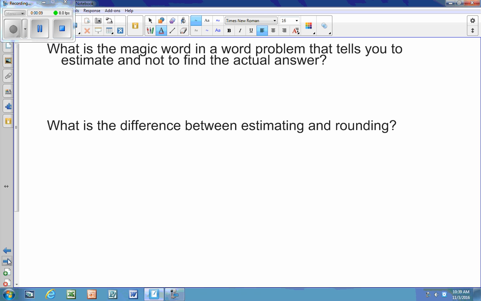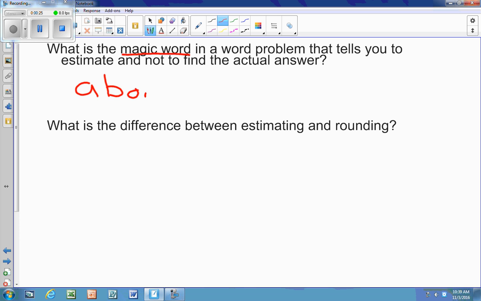Some important information before we start the actual estimation is that we need to know there is a magic word when reading word problems in order to know that we need to estimate. They won't tell you to estimate. The magic word is that they ask you to find "about." If they tell you how many people are sitting in one section of the baseball stadium, and how many sections are in the stadium, they then might tell you to find about how many people were at the baseball stadium. That's telling you to estimate.